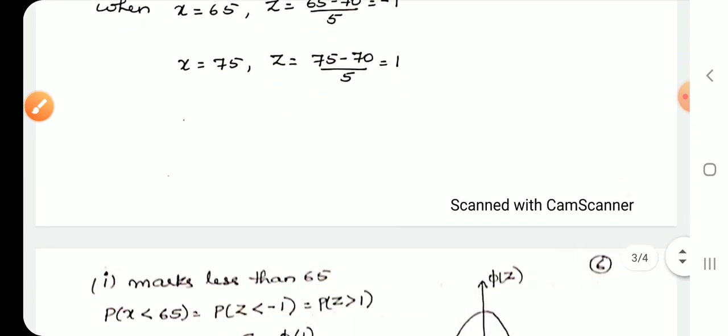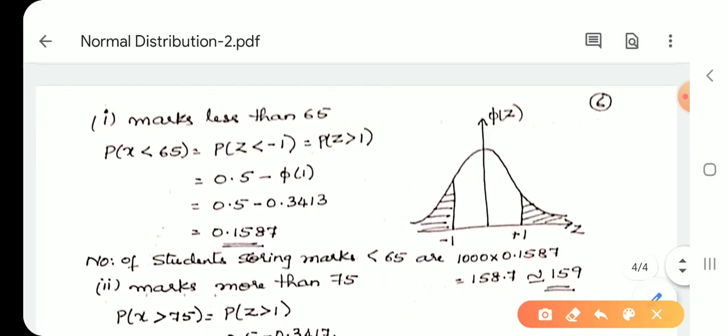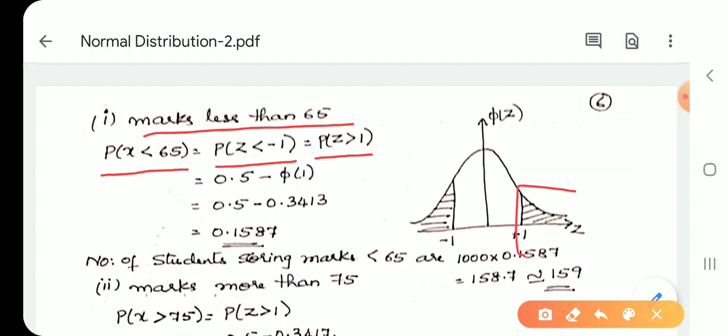So let us first obtain the total number of students who have scored marks less than 65. That is P of x less than 65. When written in terms of z, we get P of z less than minus 1. We have already done this kind of problem. Since it is negative, I'll take the symmetric part of it on the positive side, and it is rewritten as P of z greater than 1. P of z greater than 1 is marked here in the bell shaped curve.